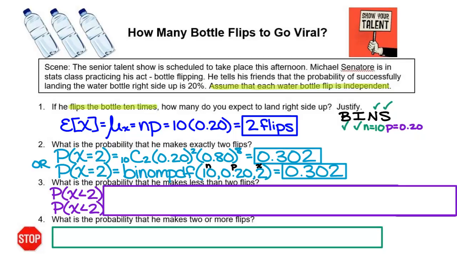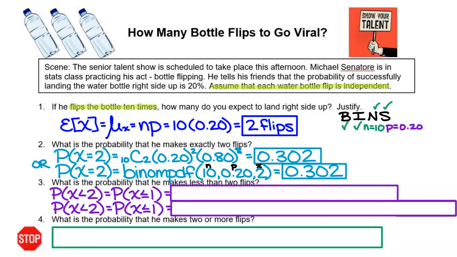So what are the options for less than 2 flips? 1 or 0. There's only 2 options there, right? So I want the probability that it's less than or equal to 1. Again, we have to do it like this because the calculator does not do just straight less than. It only does less than or equal to.